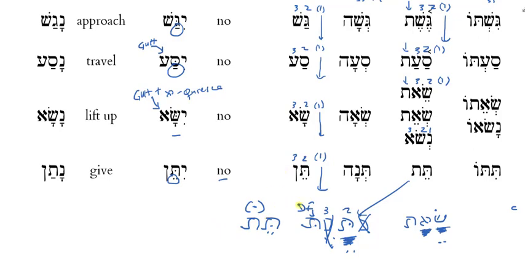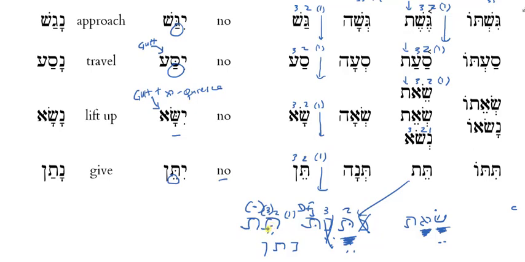So take a look at what I've got. Root 1 of natan is missing. The tav I see with the dagesh lene is root 2, and root 3 is missing. So I only see one of my original root letters from the verb natan. Okay? Natan.